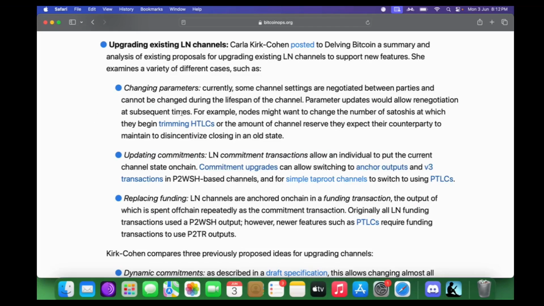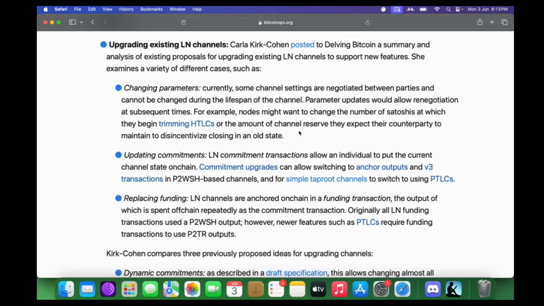What could be an example of that static data? Trimming HTLCs. For example, nodes might want to change the number of satoshis at which they begin to trim HTLCs, or the amount of channel reserve they expect their counterparty to maintain to disincentivize closing in an old state. So at what amount would you want to start trimming the HTLCs? Number one, and number two, what amount of channel reserve must each participant maintain in the Lightning channel? These are some of the fields that the two partners in the Lightning channel negotiate at the advent of setting up a channel, and they do not change it till the channel is closed.